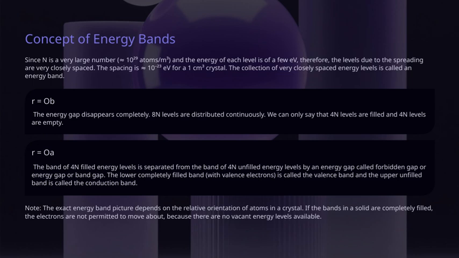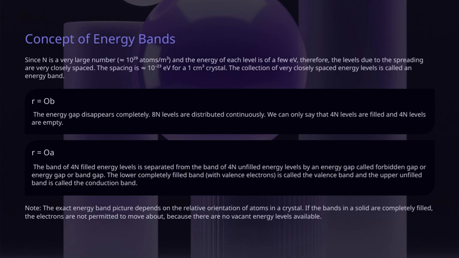Now, if all the energy levels within a band are completely filled with electrons, these electrons can't really move around freely. That's because there are no vacant energy levels nearby for them to jump to. So, full bands mean the electrons are essentially stuck in place.